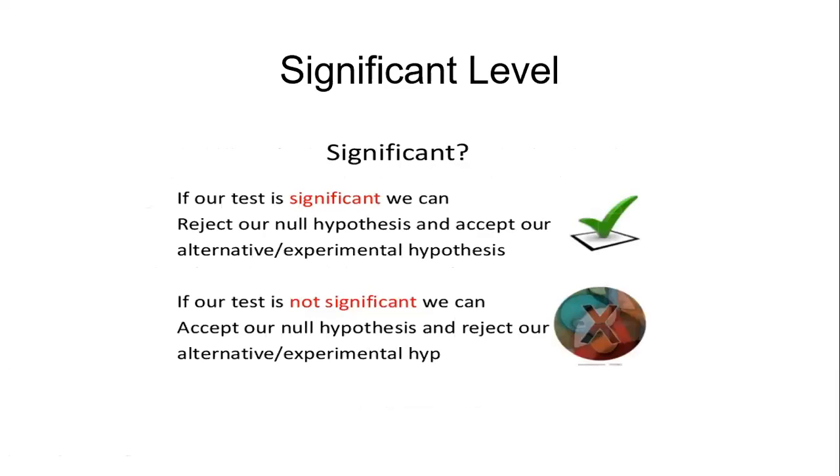Once again, on the significance level. Normally, if our test is significant, we can reject our null hypothesis and accept our alternative experimental hypothesis. Always, whatever significance value you obtain, whether it is 0.05 or 0.001, you have to first obtain that value.